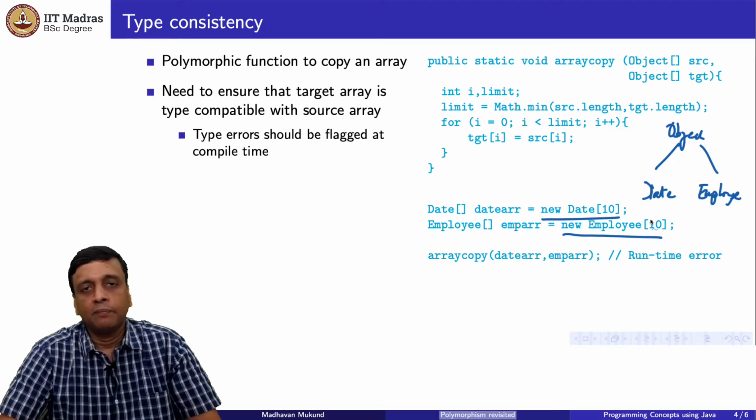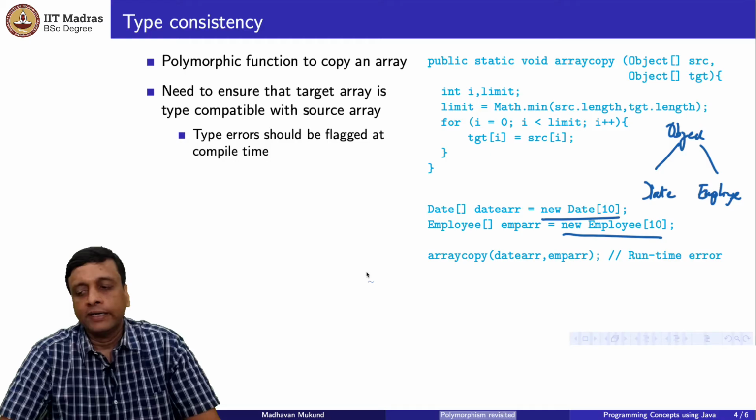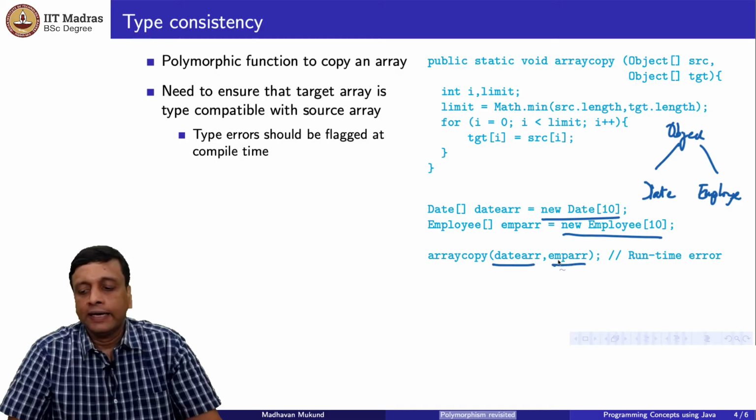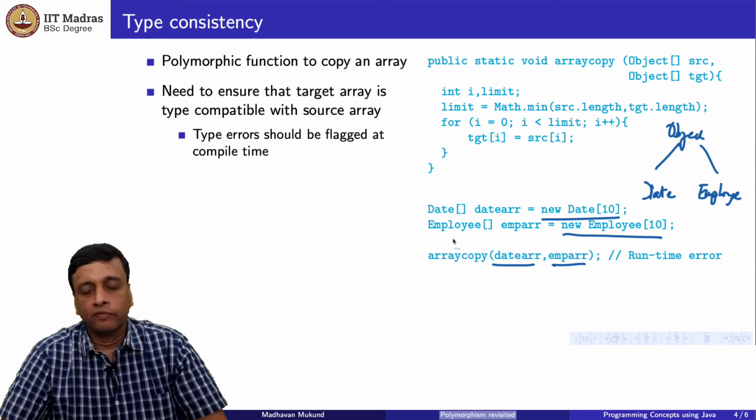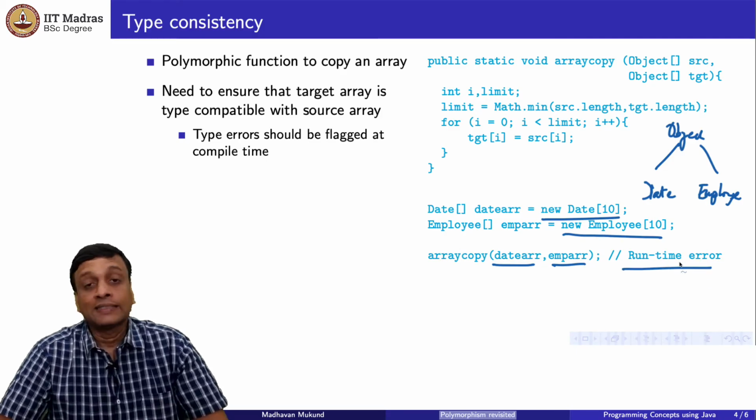If I have a subtype, then an array of the subtype is also an array of the supertype. So an array of date is compatible with an array of object, and an array of employee is compatible with an array of object. So I can now say copy the date array into the employee array. And this of course would mean that at an individual level, I will have to take a value whose type is declared to be employee and associate it with a variable of type employee and associated value of type date, which is not allowed. So this will give me a runtime error. So this is a type error.